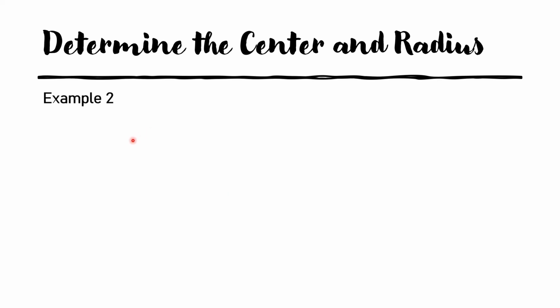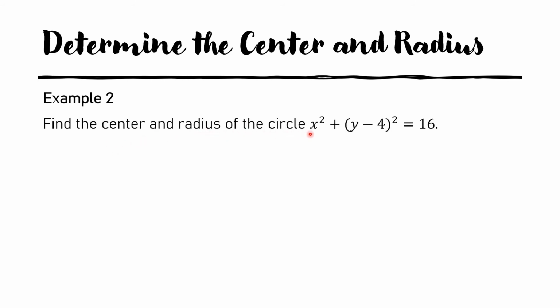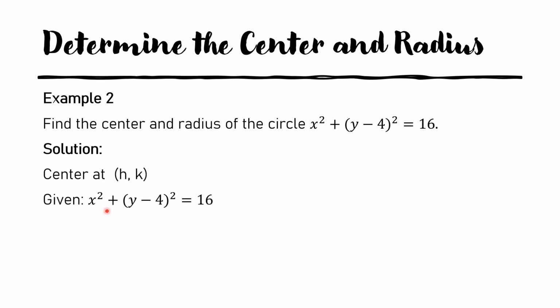Let's have another example. Find the center and radius of a circle x squared plus y minus 4 quantity squared is equal to 16. So, kung mapapansin, ang equation na to is, ang center niya is at h, k. So, gawin natin siyang format na h, k. Since ang given natin is x squared plus y minus 4 quantity squared equals 16, pwede natin siyang i-arrange as x minus 0 quantity squared plus y minus 4 quantity squared is equal to 4 squared. Since yung 16 natin, ang square root niya ay 4. At ang formula natin kanina, naka-r squared dapat to, kaya 4 squared siya.